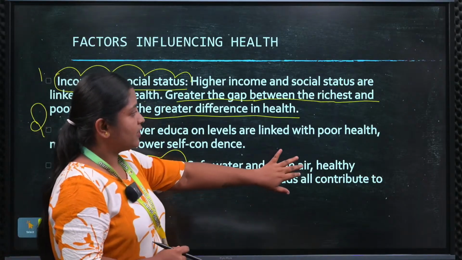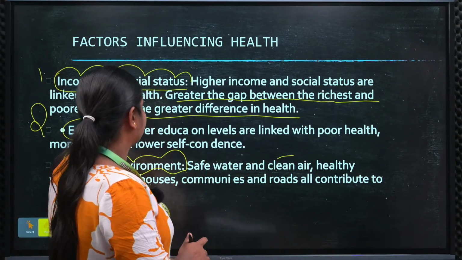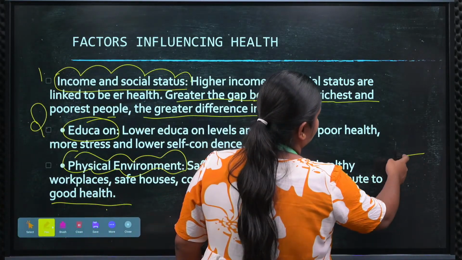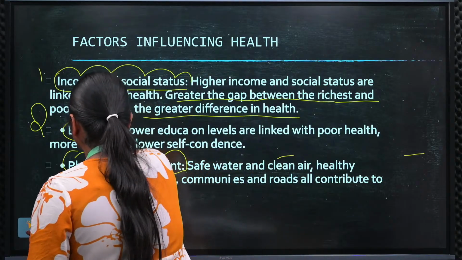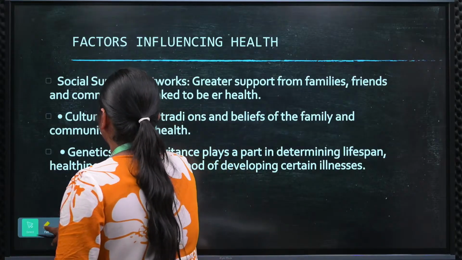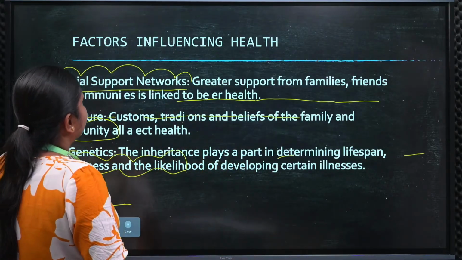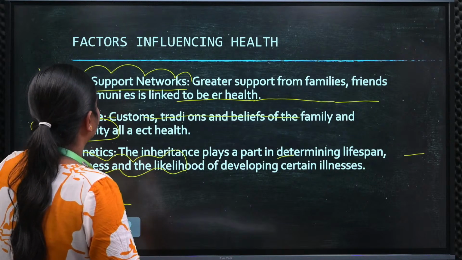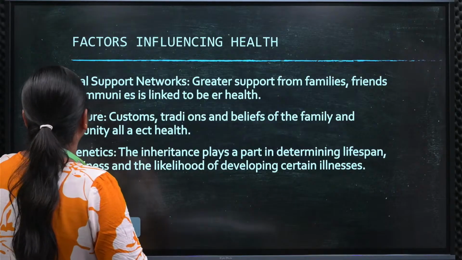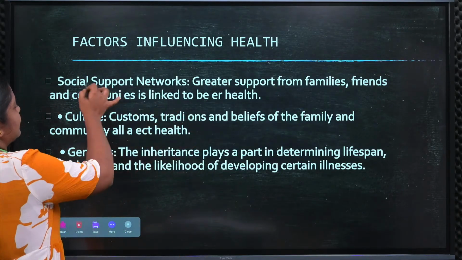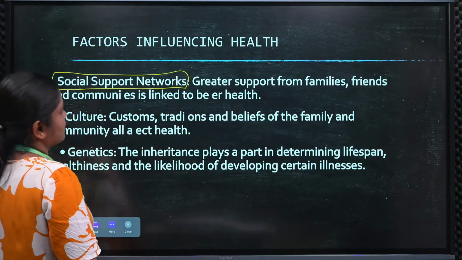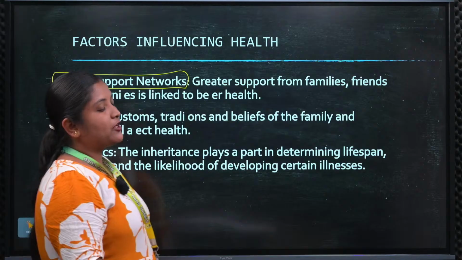Okay, next we can move towards factors influencing the health. Here you can see the continuation part, that is the social support networks. Okay, what are the social support networks? It may be your families.